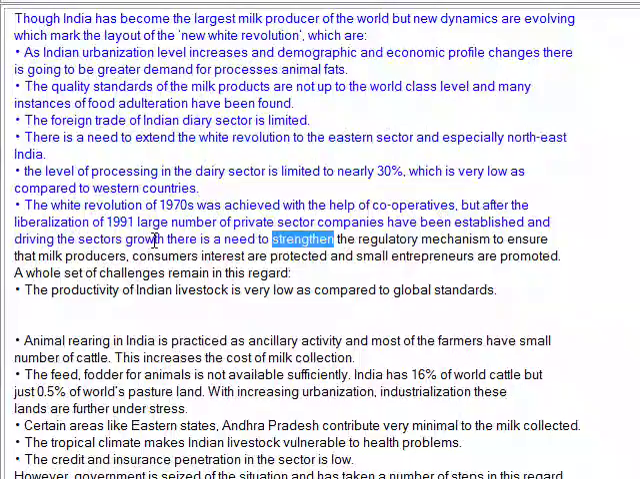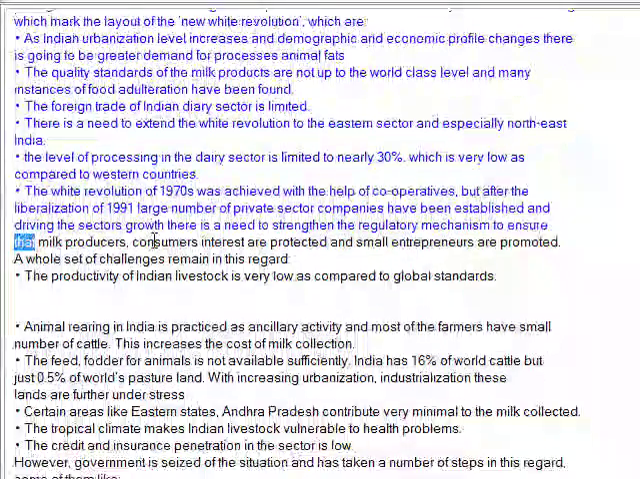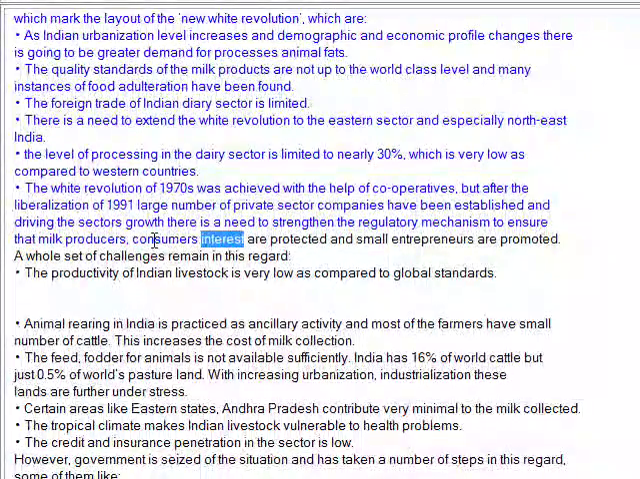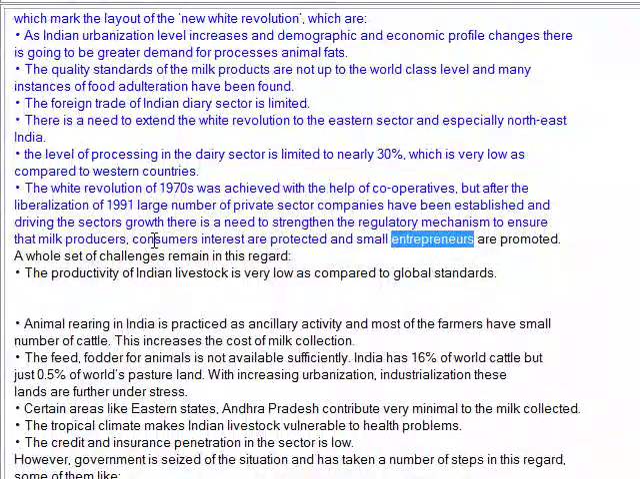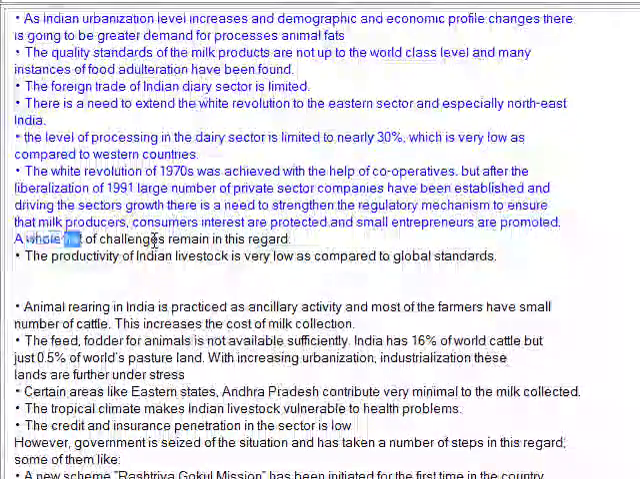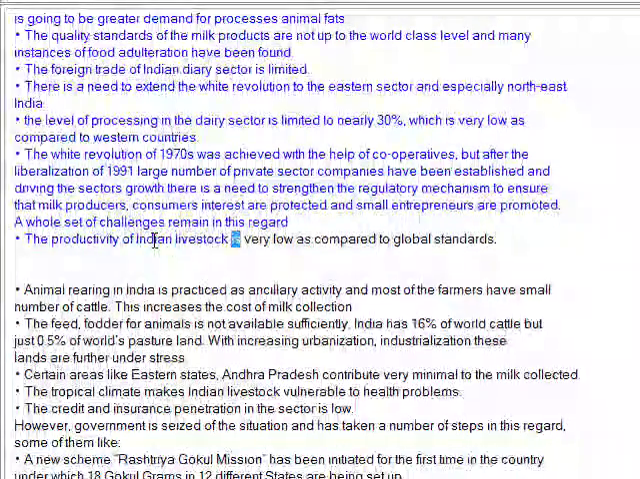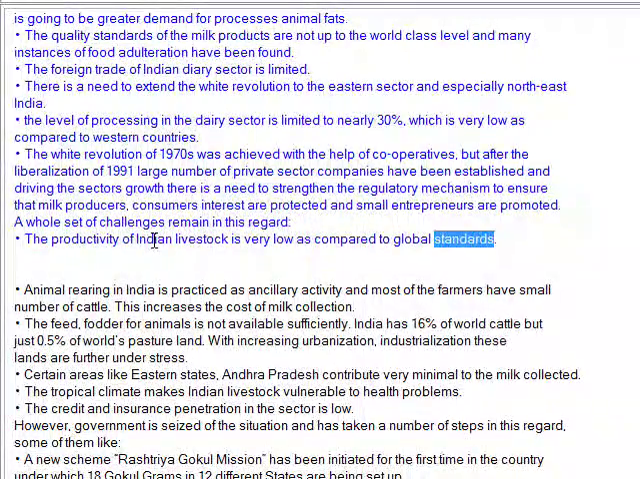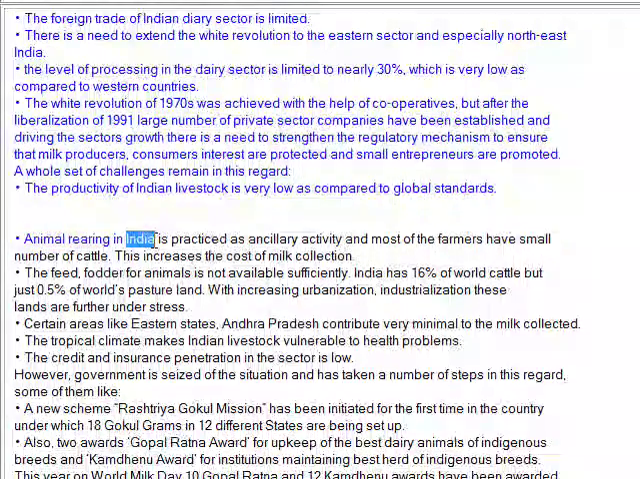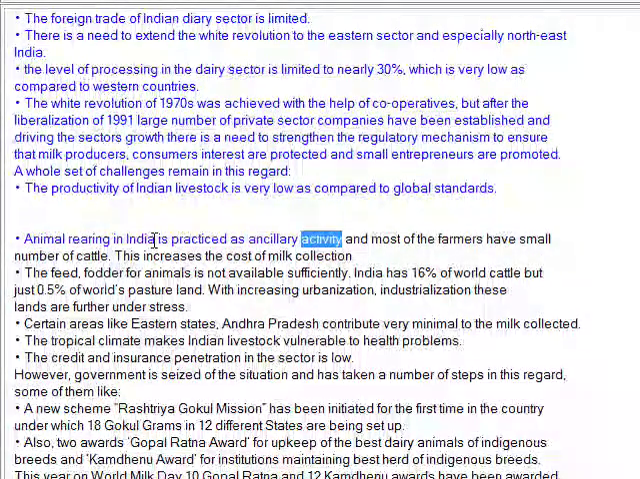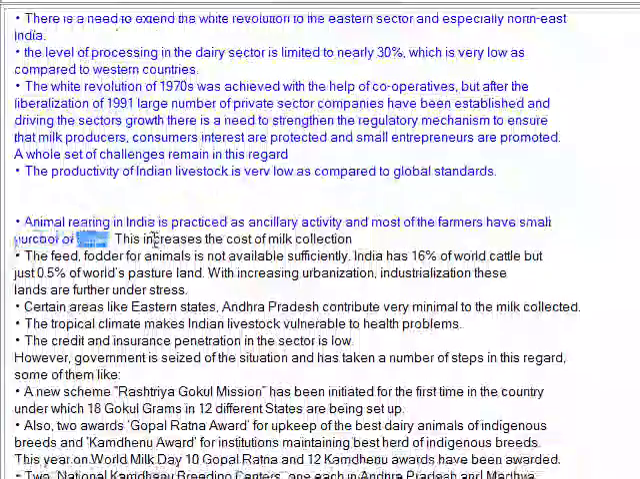There is a need to strengthen the regulatory mechanism to ensure that milk producers' and consumers' interests are protected and small entrepreneurs are promoted. A whole set of challenges remain in this regard. The productivity of Indian livestock is very low as compared to global standards. Animal rearing in India is practiced as an ancillary activity and most of the farmers have a small number of cattle.